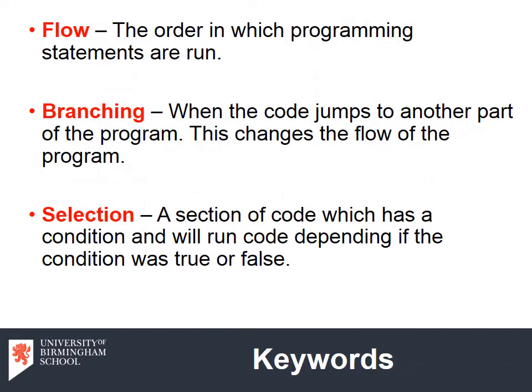So a couple of keywords: flow, the order in which the program statements are run; branching, when the code jumps to another part of the program. This is changing the flow of the program; and selection, a section of code which has a condition, and runs code depending if the condition was true or false.